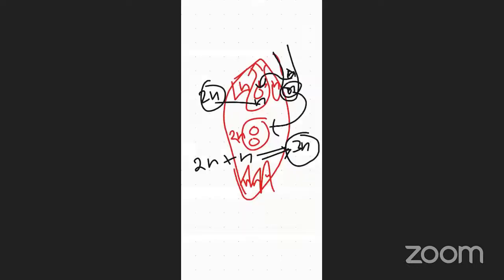Simple, let me draw here. Are you able to see this diagram? Right, just wait. Let me take another board.